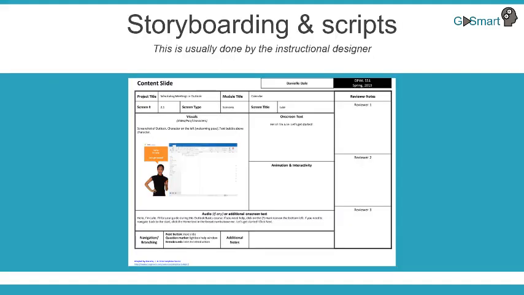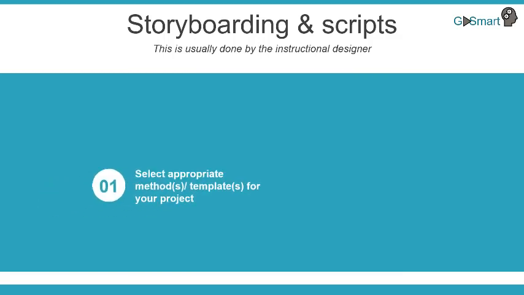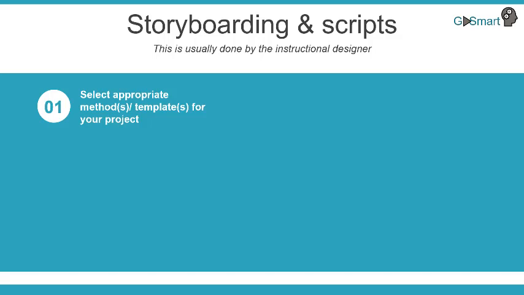In the next stage, storyboarding, you will start laying out the content into a design template commonly called a storyboard. Storyboards document the content and programming instructions, as well as any voiceover text for each page of the course. There are several steps to storyboarding. First, you'll select an appropriate method and/or template for your project. There are many ways and formats in which you can storyboard, as well as tools such as Word, PowerPoint, etc.